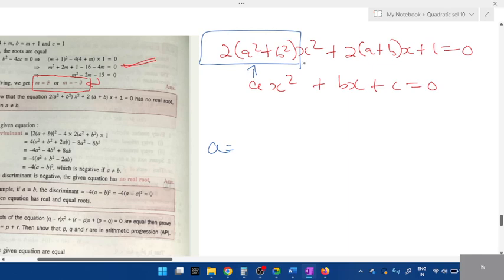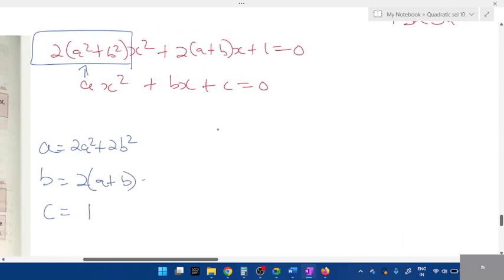Entire thing. Entire thing of it. See, apart from x square, what is the other thing left? 2 into. Okay, I'll write it directly. If I open the bracket, what are we getting? 2a square plus. Next, tell me what is b? Yes. Take the entire. See, apart from x, students, apart from x, if you ignore x, take the other values. 2 into a plus b. What is c? 1.